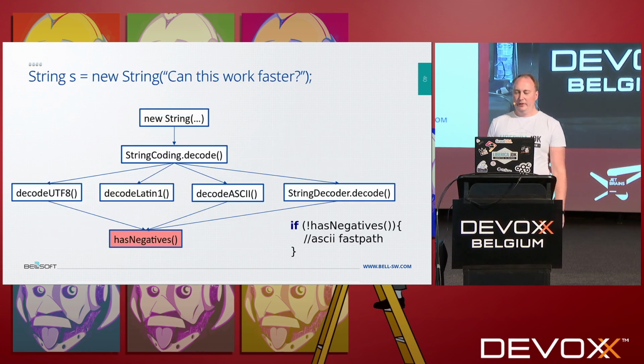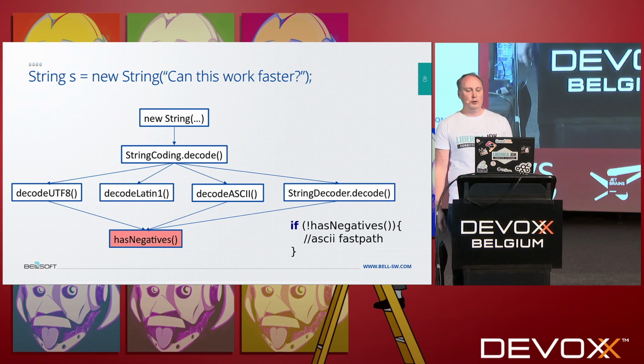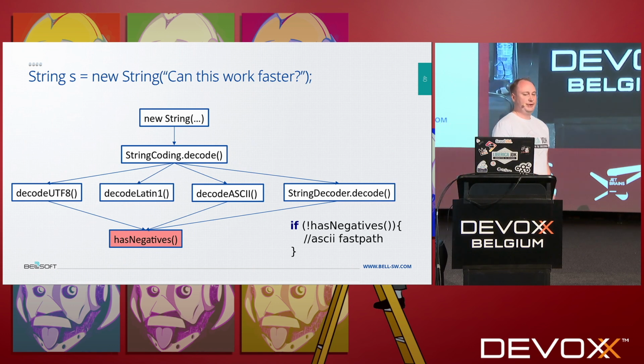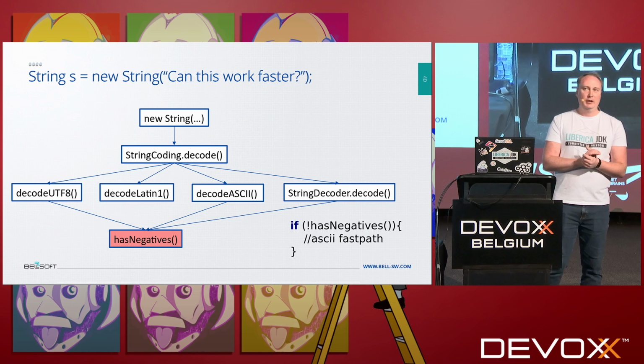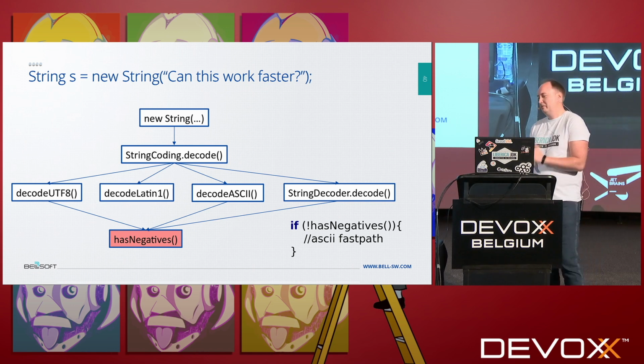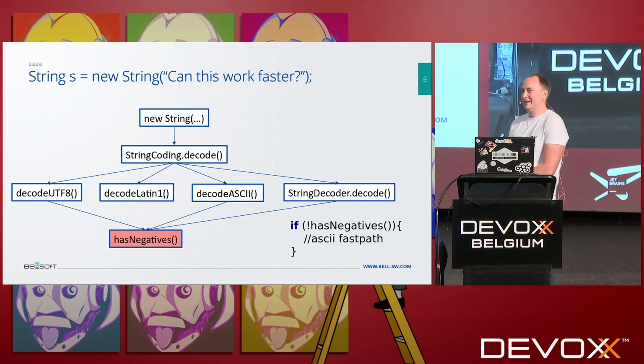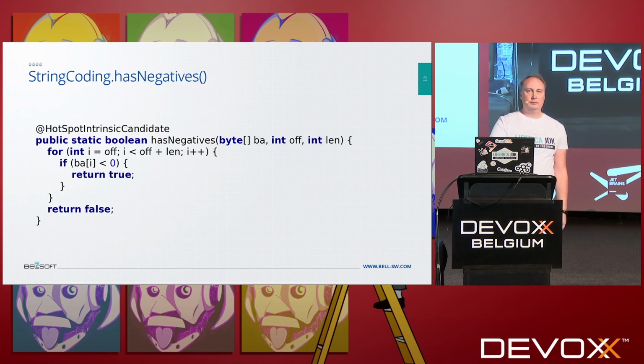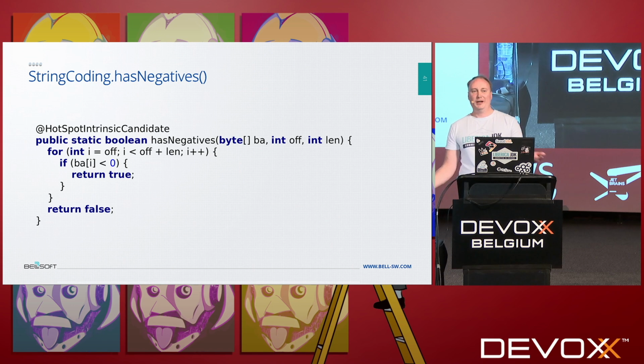And then if we create a string, all paths go to a single important routine that has a very simple name, hasNegatives. So we have to check whether the source array contains any non-Latin symbols. Well, it's easy to implement. We just write a loop and we check symbol by symbol, character by character.